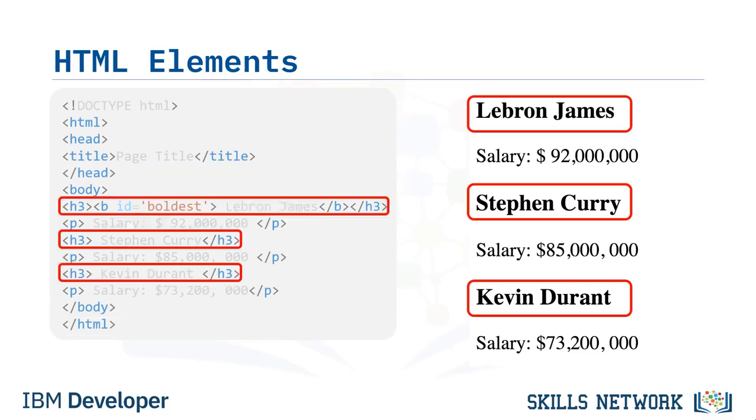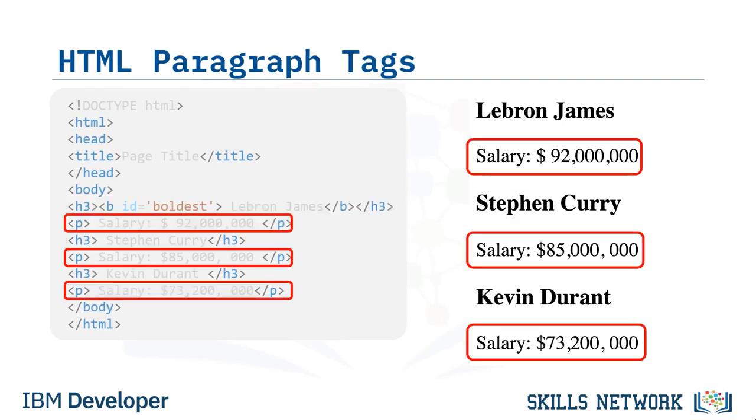We see the elements with an H3. This means type 3 heading, which makes the text larger and bold. These tags have the names of the players. Notice the data is enclosed in the elements. It starts with an H3 in brackets and ends in a slash H3 in brackets. There is also a different tag, P. This means paragraph. Each P tag contains a player's salary.